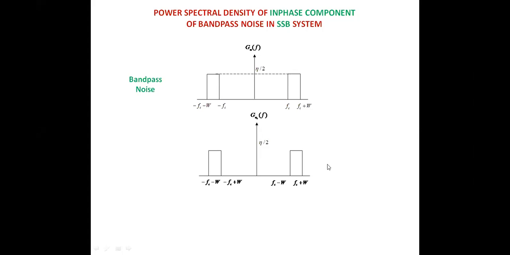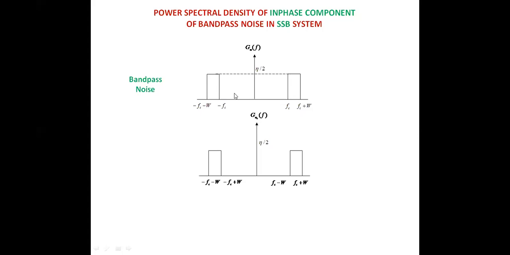Now, in the same SSB system, how do you find the in-phase component? I mean, the power spectral density of the in-phase component of the noise, N_c. In the same fashion as you found in the DSB system, here also you can find the power spectral density of the in-phase component. This is the power spectral density of the input noise, which is ranging from Fc to Fc plus W. And the power spectral density of the in-phase component N_c(f) is obtained by shifting this to the left and right.